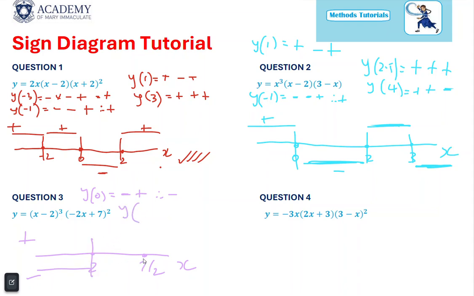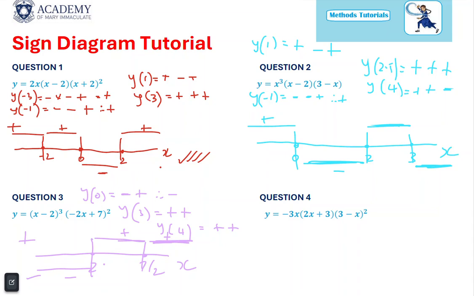Y of between 2 and 3.5 is 3, will be 3 minus 2 is 1, cubed is positive. 3 is negative 6, it's going to be positive because it's squared, so that's positive. And y of 4 will be 4 minus 2 positive times positive, which will be positive. So negative, 0, positive, 0, positive will be the sign diagram.